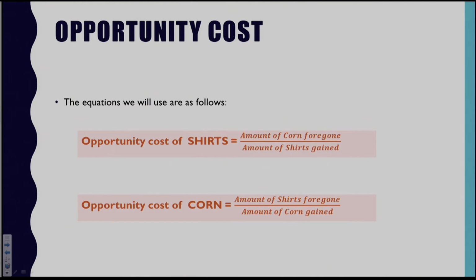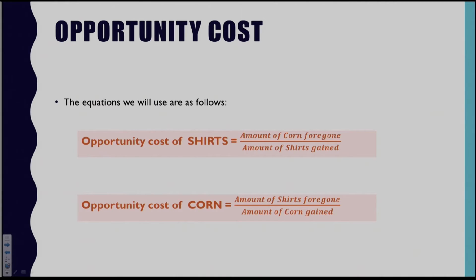All right, did you get them right? So opportunity cost of shirts is going to be corn foregone over shirts gained, whereas opportunity cost of corn is going to be shirts foregone over corn gained. So again, and I've said this a million times, and I know I sound like a broken record, but you've got to get these right.